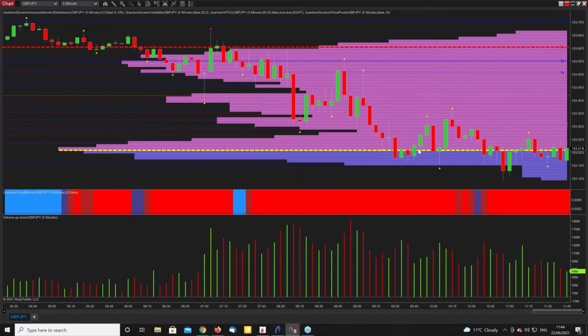And then we come down onto the volume point of control itself, and we start to move through this region. And that's where we're sitting right now. The market is not going anywhere. We're at the volume point of control. We're on the 5-minute, and we're just in a congestion phase.